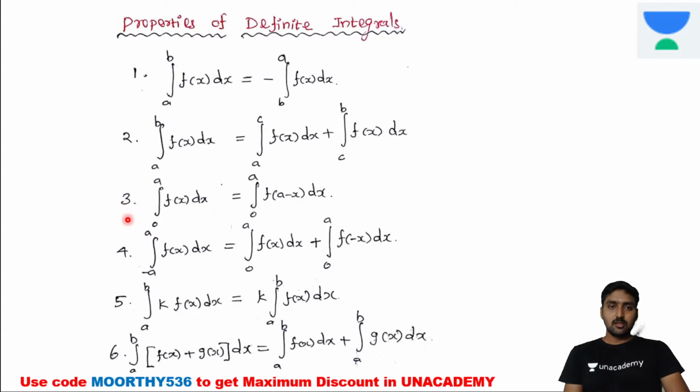Is it clear now? Now it's one more very important property. Integral of 0 to a, f of x dx is equal to integral of 0 to a, f of a minus x, the limit minus x, dx. Then one more very important property, minus to plus.